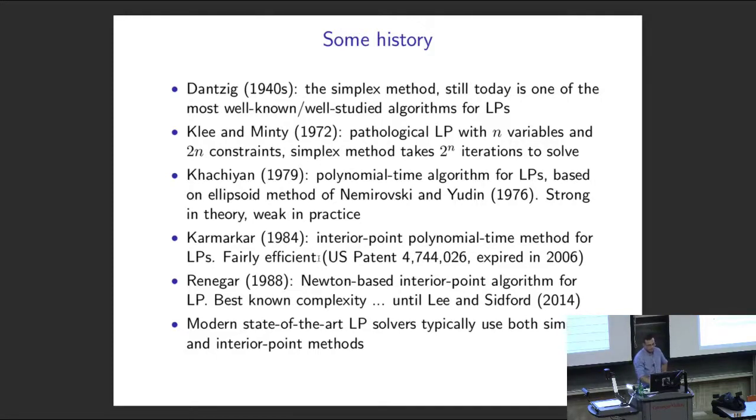So it was a very important contribution to optimization. It was patented, and actually the patent expired in 2006. So I think that somehow he held on to this patent for a very long time. And the one that we know today, or one that's more similar to the one that we're using today, is the Newton-based interior point method of Renegar. And for a long time, this had the best known complexity for solving linear programs, quadratic programs, and general convex problems, smooth convex problems subject to smooth inequality constraints and linear equality constraints. This had the best known complexity.